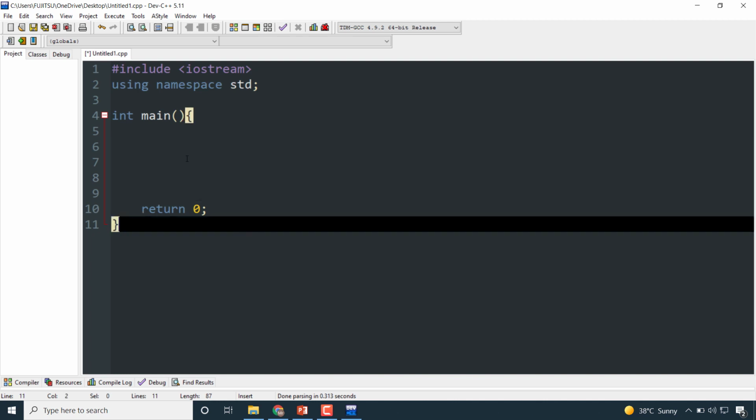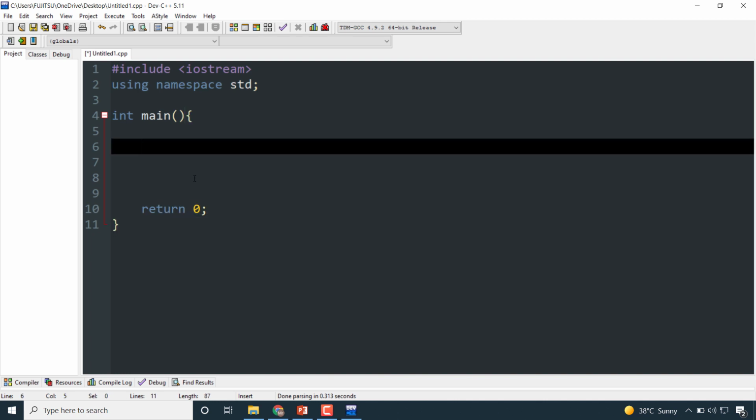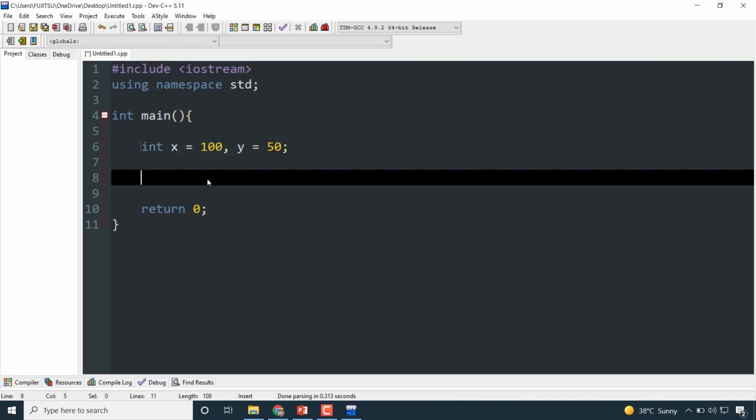I have opened my compiler and written the basic structure of C++, and I am declaring two variables, x equal to 100 and y equal to 50. You can also declare two variables in one line by separating them with a comma. These operators are used in conditional statements like if, but here we check them in the cout.